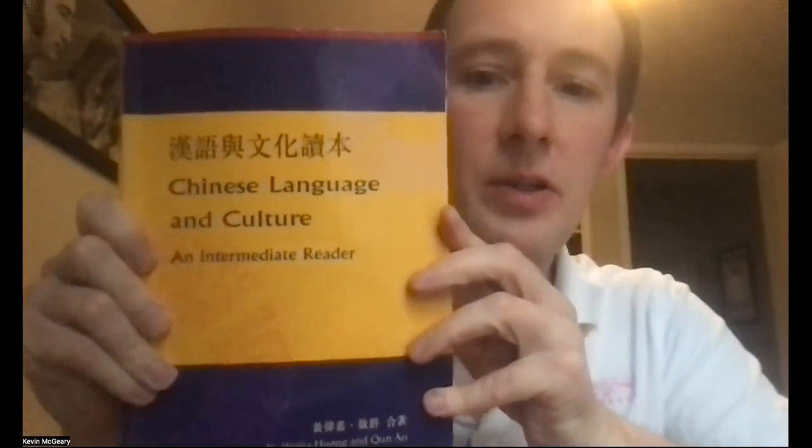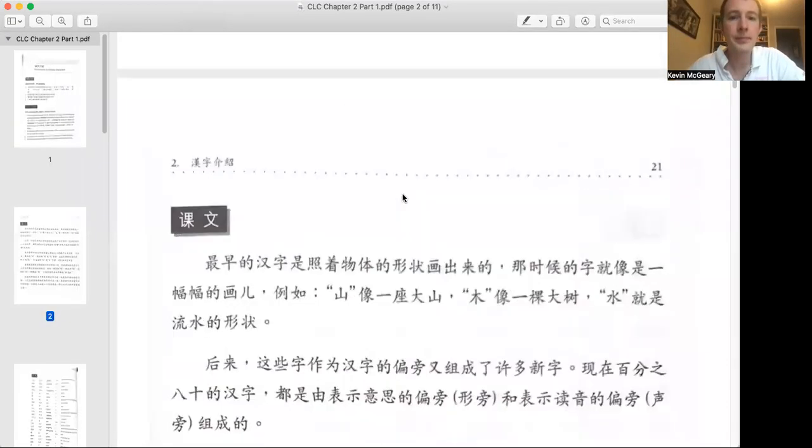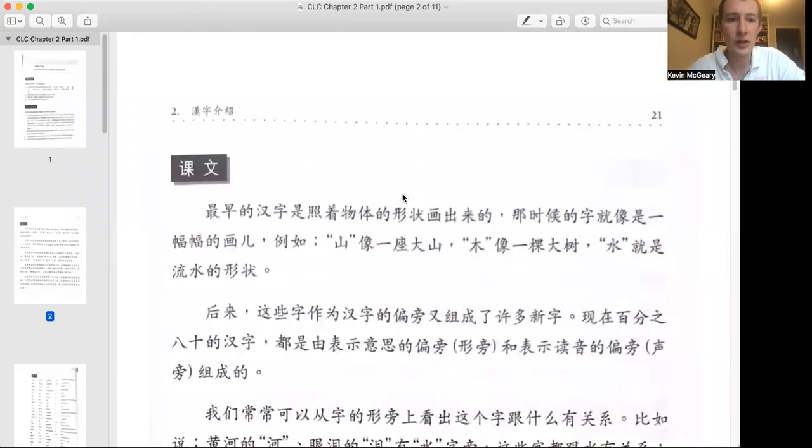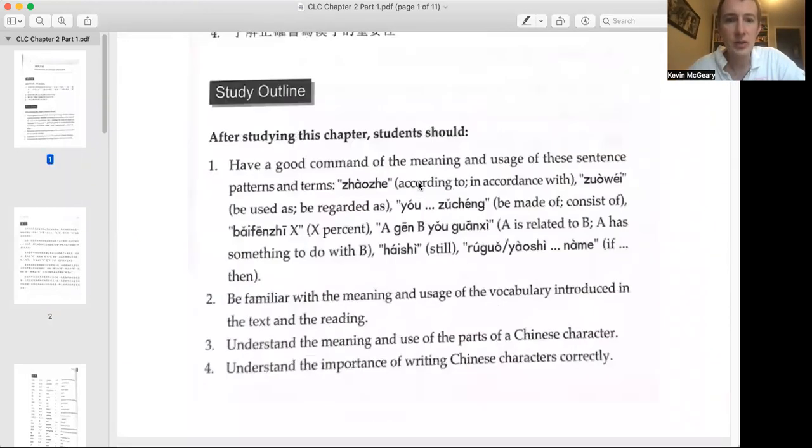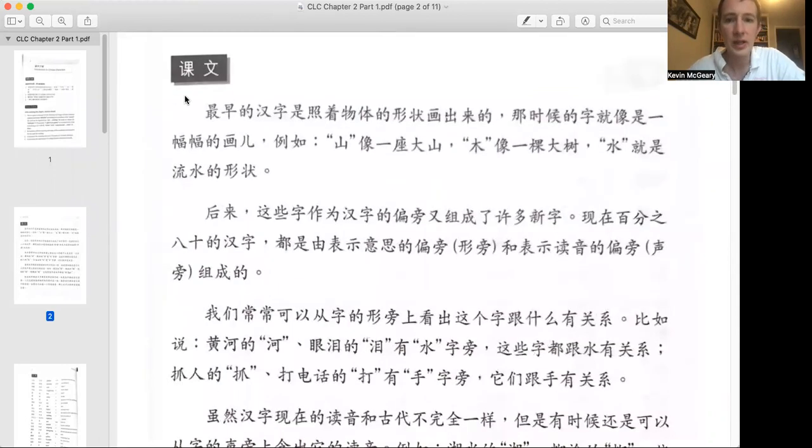So this will be from page 21 of this book, Chinese Language and Culture, an Intermediate Reader. And this lesson will be a very brief one for intermediate readers, and it is an introduction to the writing system and its origins. So, here we go. And there will be comprehension questions at the end. So the chapter is titled 汉字介绍, introducing characters. So I'll just read each paragraph one by one and we will look at the comprehension questions.